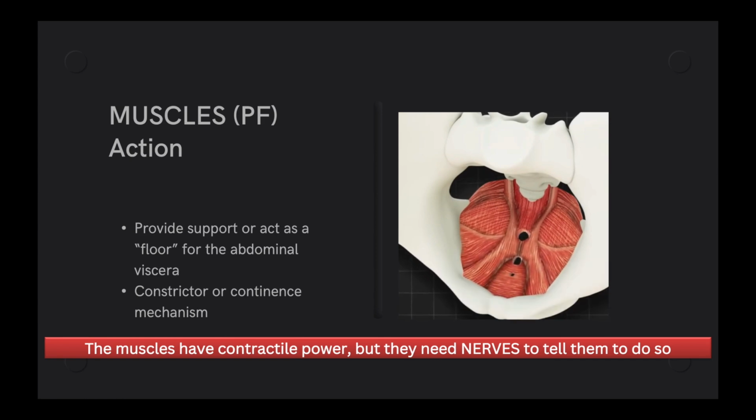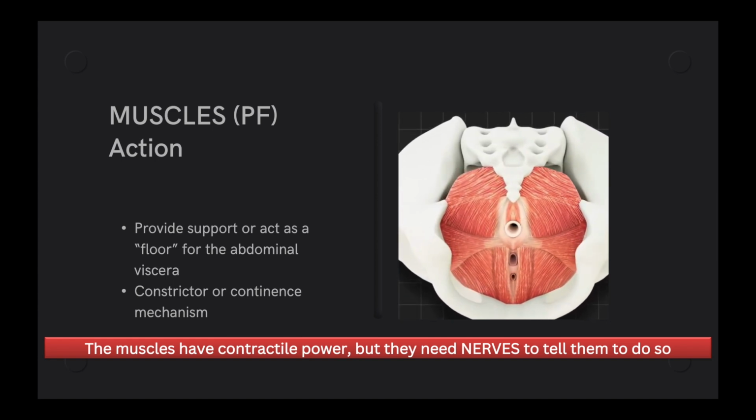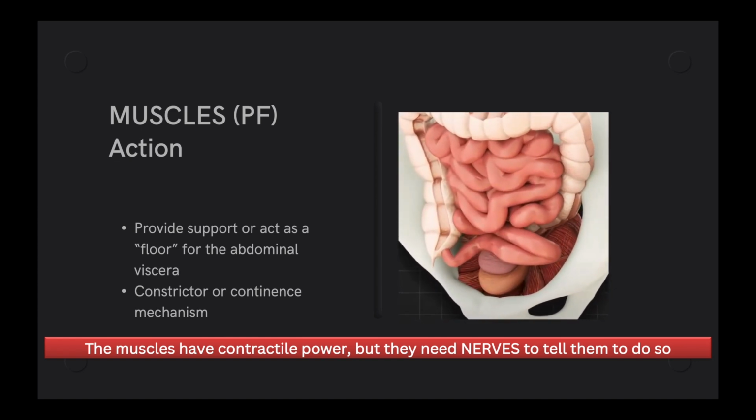Talking about the pelvic floor, it provides support or acts as a floor for the entire abdominal viscera. And the main action of this pelvic floor is to constrict and give a continence mechanism to bladder, bowel, and to a certain extent vagina also. One important thing you must remember here is, as you saw, the muscles have contractile power here, but they need nerves to tell them to do so.